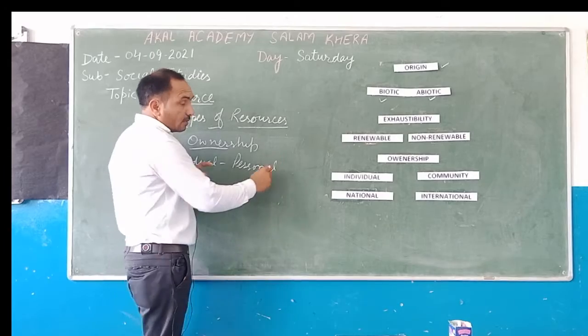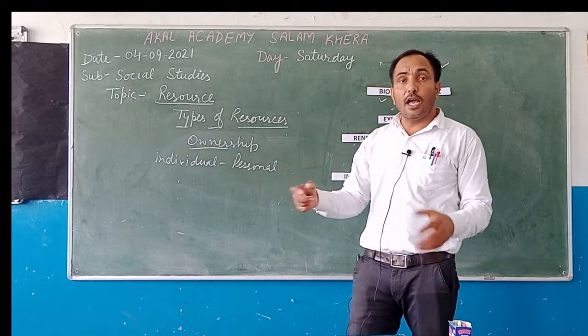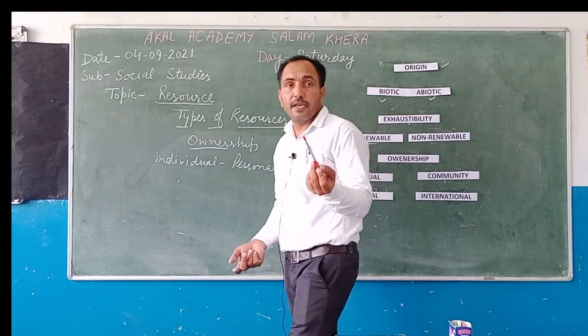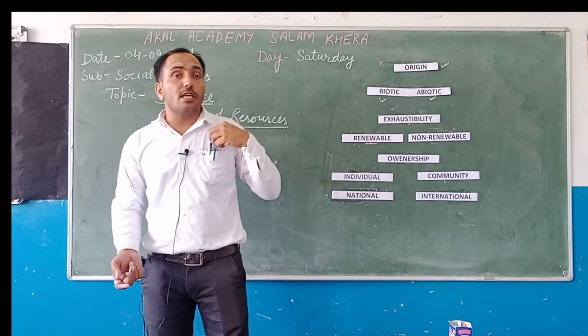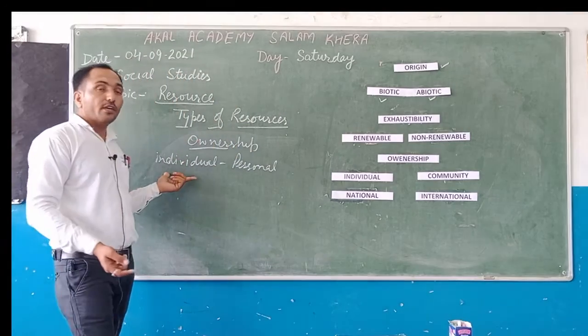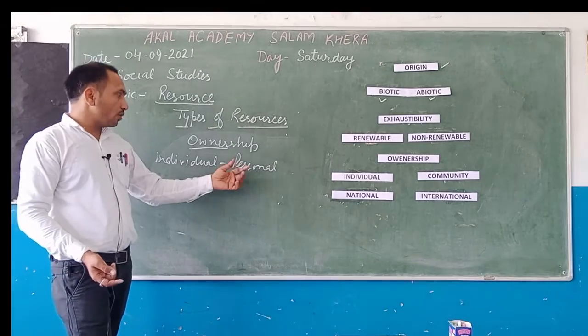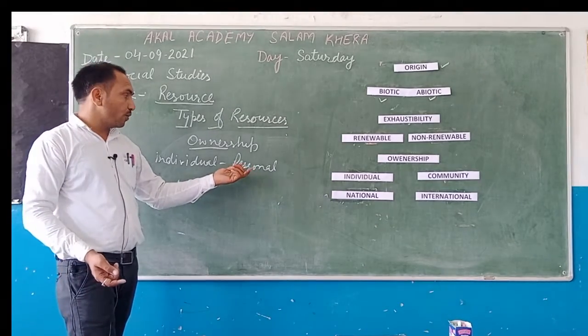Sometimes we say this is my personal property. I have one acre of land. I have a car. I have this pen. So these things are owned by us. Those are known as the individual property of someone, individual resources of someone. Those are also known as personal.